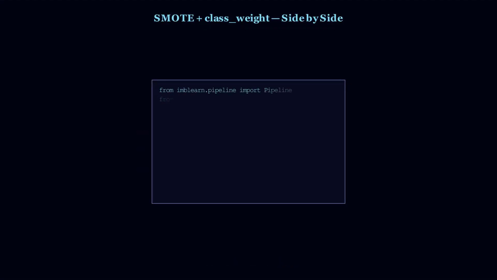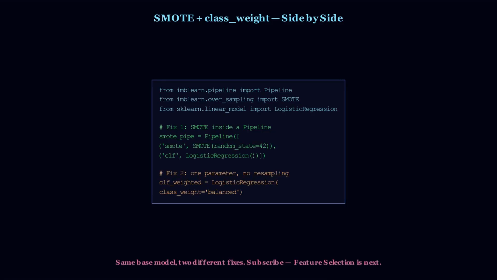In code, both fixes are a few lines each. SMOTE goes inside a pipeline right before the model. class_weight equals balanced goes straight into the model itself. Same dataset, same base model, 2 different fixes.